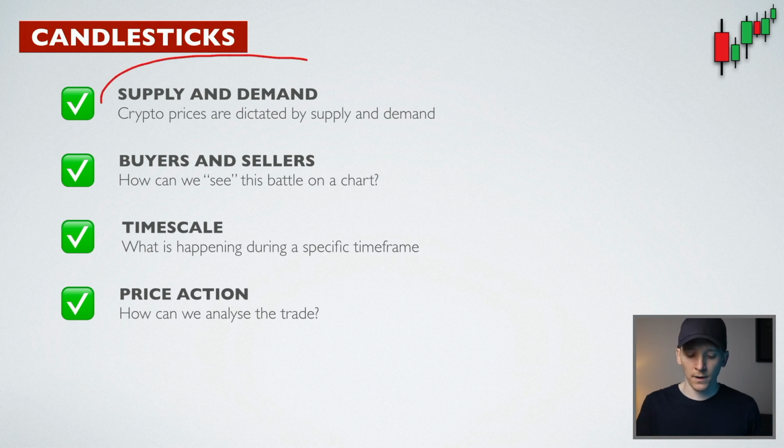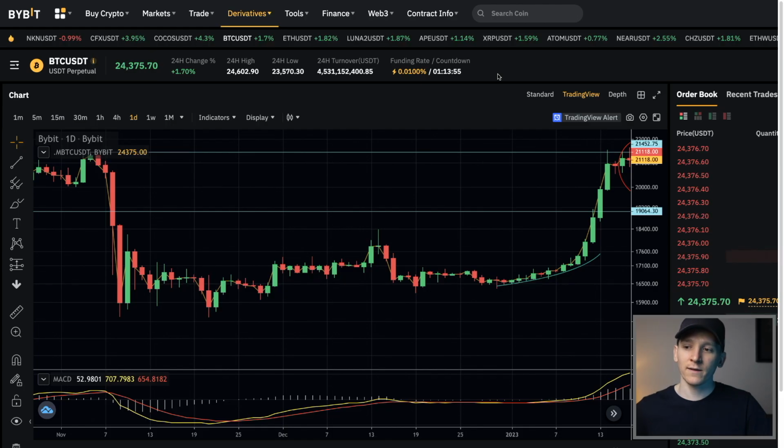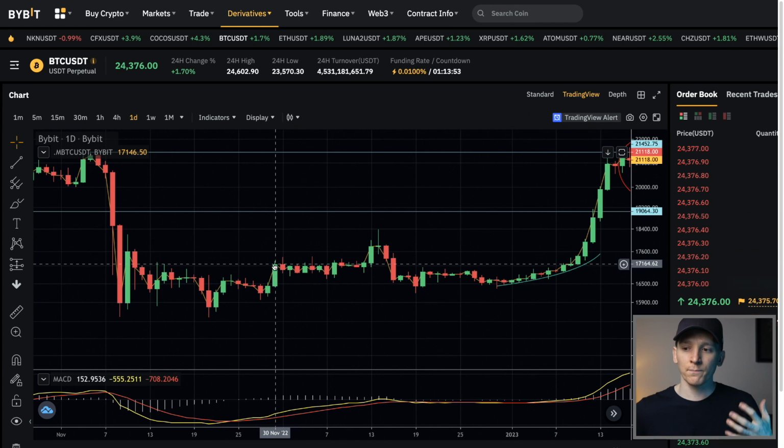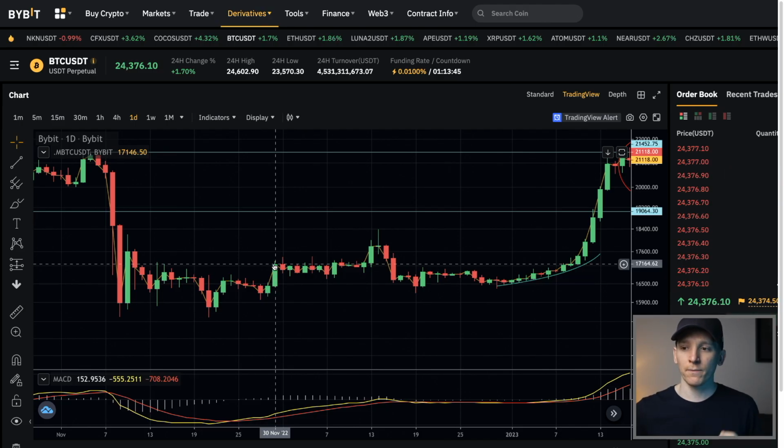Candlesticks represent supply and demand from buyers and sellers. So those buyers and sellers have a battle, and that is represented by the candlesticks. It gives us price and trading information over any given time period. You can choose the time scale for yourself. So each candlestick represents a period in time.